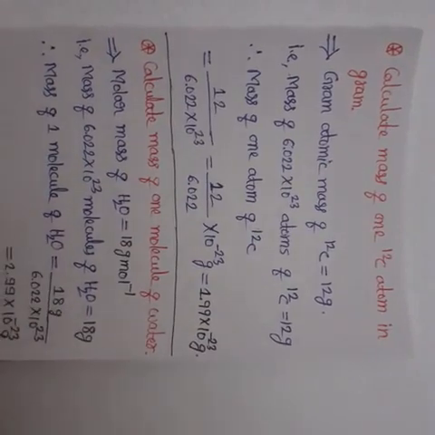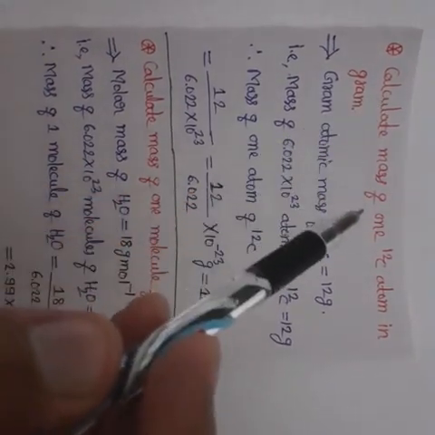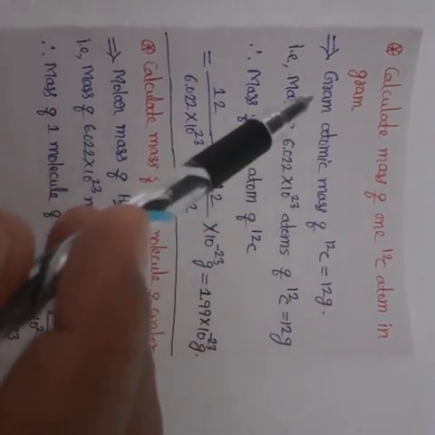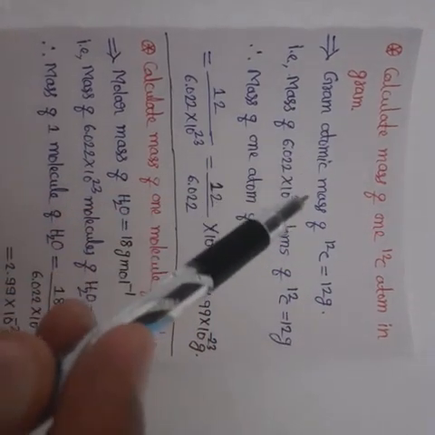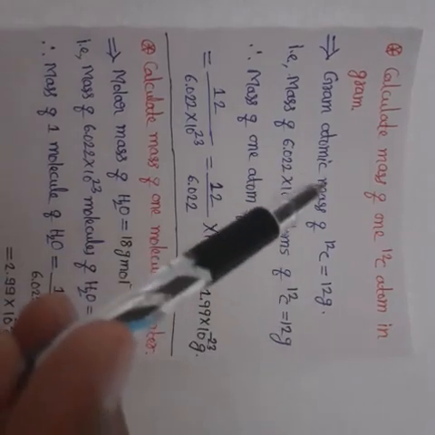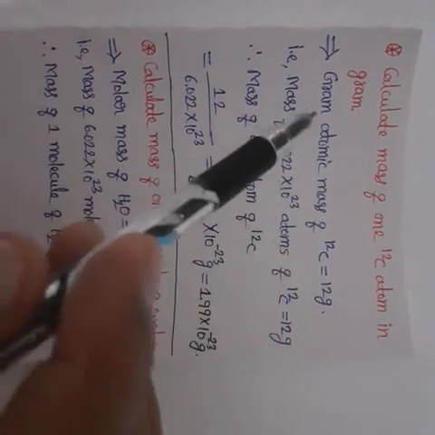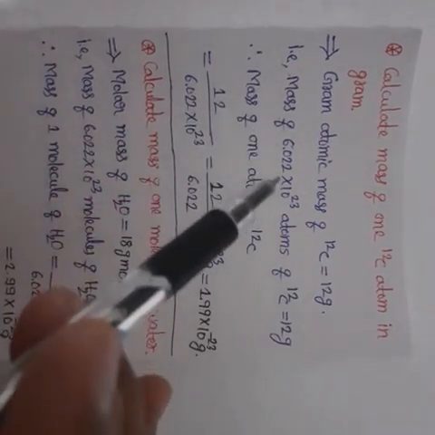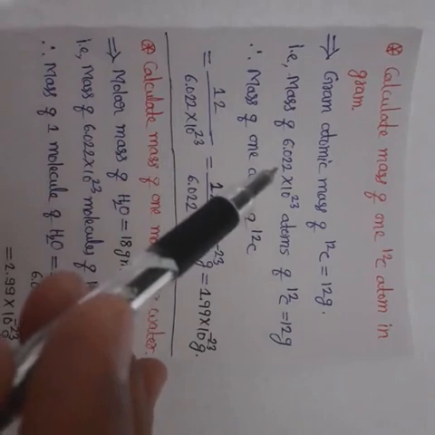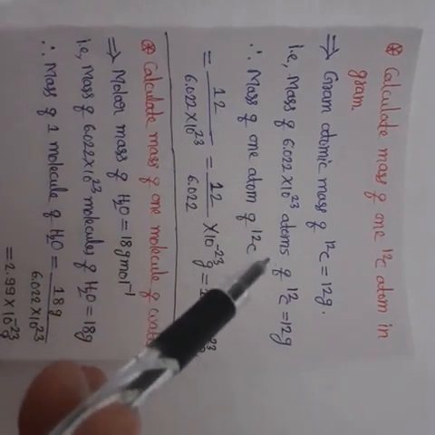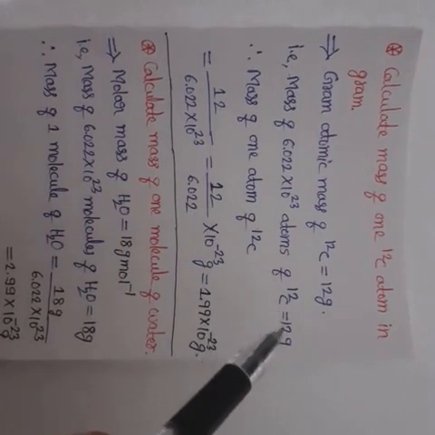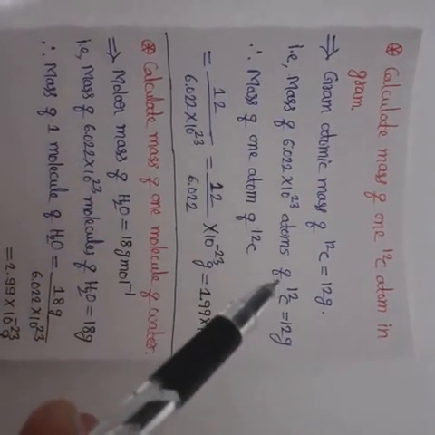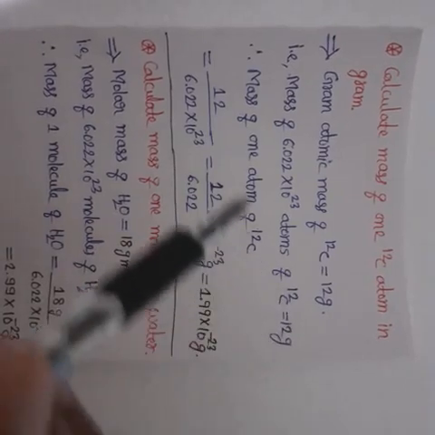Okay, let us take some problems. Calculate the mass of one carbon 12 atom in gram. Gram atomic mass of carbon 12 is 12 gram. That is, atomic mass of carbon 12 in gram is 12 gram. That is, the mass of 6.022 into 10 to the power 23 atoms of carbon 12 is equal to 12 gram. That means Avogadro number of atoms of carbon 12 weighs 12 gram.